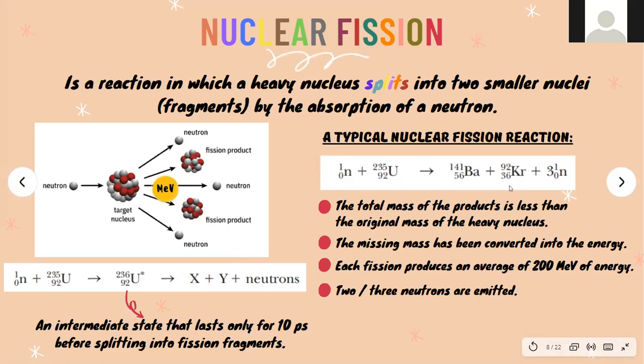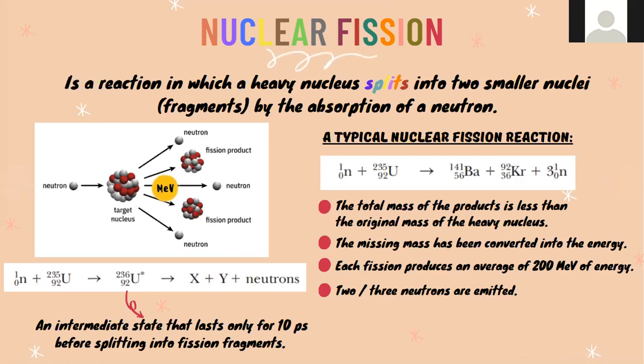The facts that we have to bear in mind are about the total mass of the products. These two are the products. If you sum up their mass, which is 141 and 92, it will be less than the original mass, the 235 of the heavy nucleus. You might be wondering where the balance mass went. Einstein told us that the missing mass has been converted into energy. That's a separate equation, but we are not going to learn that here. And each fission produces an average of 200 mega electron volts of energy.